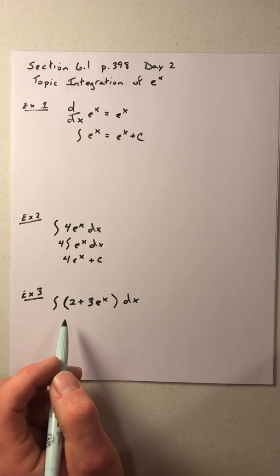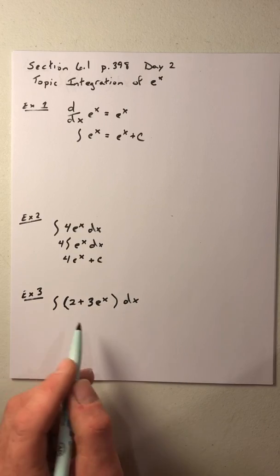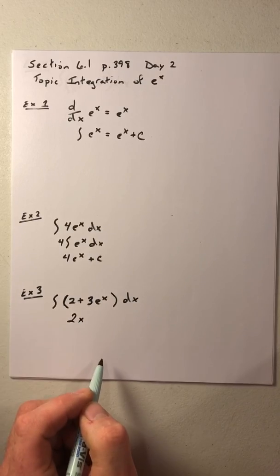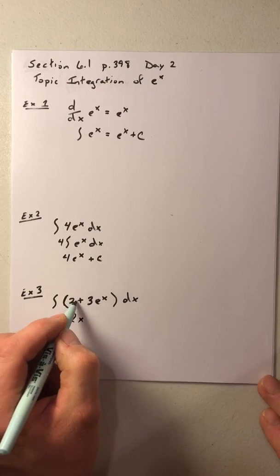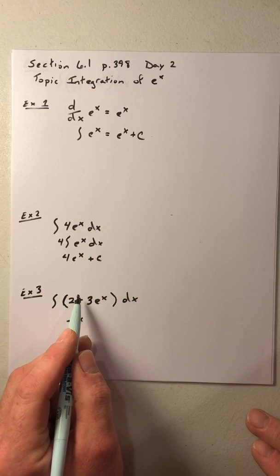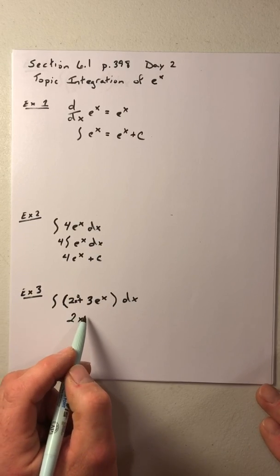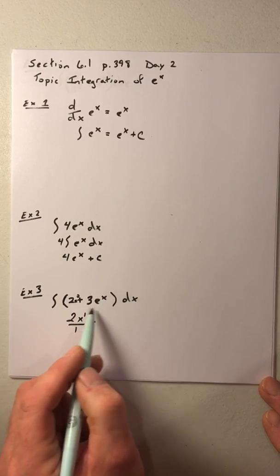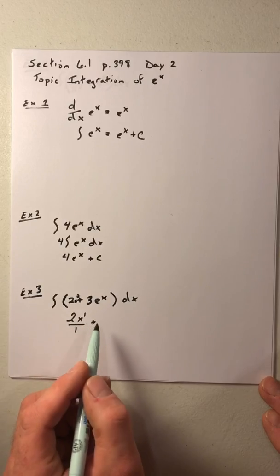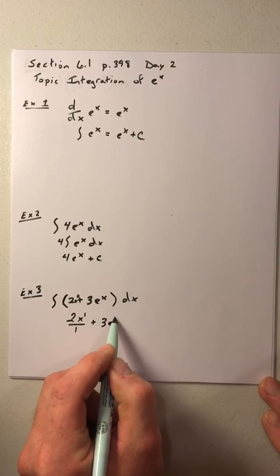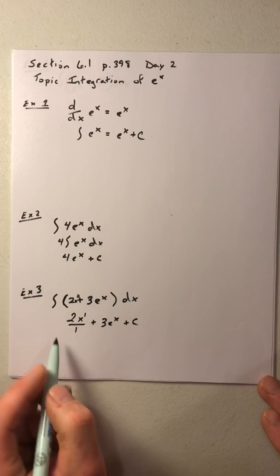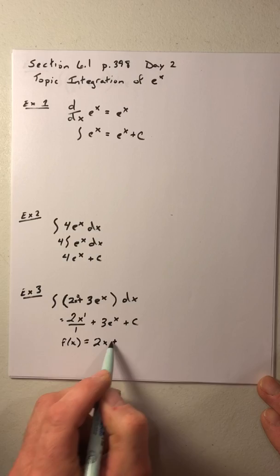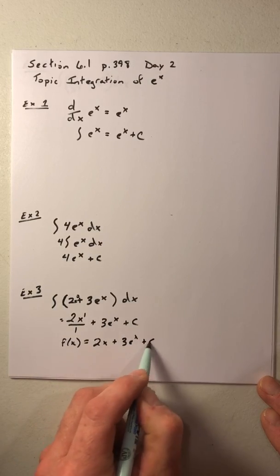The integration in example 3 of 2 plus 3e to the x dx. The integration of 2 is 2x. Again, we're going to add 1 to our exponent. So if it was x to the 0, we can add 1 to get 2x to the first, divided by 1. Plus, we can integrate 3e to the x, as we did 4e to the x in example 2, to get 3e to the x plus c. Cleaning that up, our original function is going to give us 2x plus 3e to the x plus c.